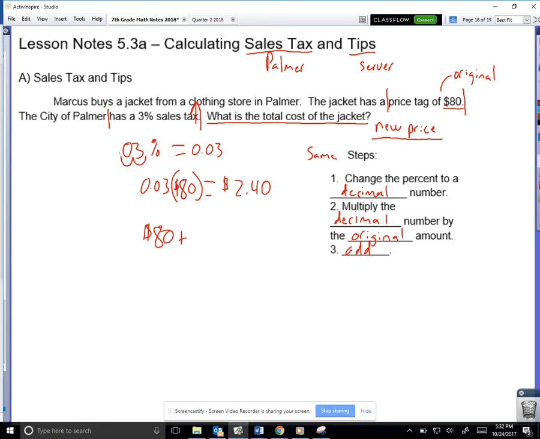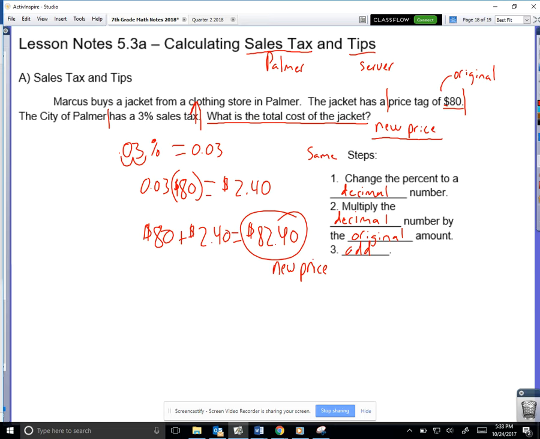And you're going to have to add the $2.40 sales tax, so that you're going to pay a grand total of $82.40. Okay, that is going to be your new price that you have to pay. Okay, so there's how you calculate sales tax. Same steps that we've done in the previous lessons.